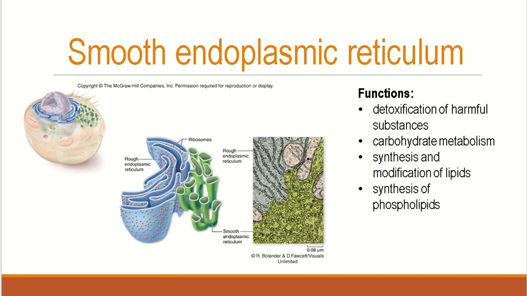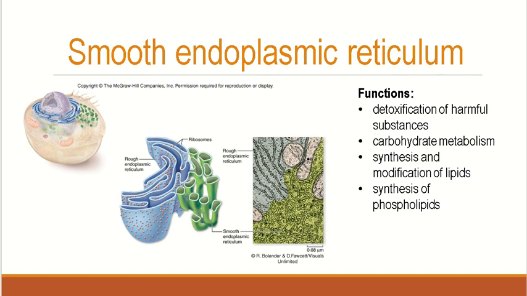Now for the smooth ER, the following are its functions, but please keep in mind that enzymes of the smooth ER are also important in the synthesis of lipids, including oils, phospholipids, and steroids. Also, when we are in the discussion of the muscular system, we would encounter another function of the smooth ER, which is to store and to release calcium ions, specifically within muscle cells.